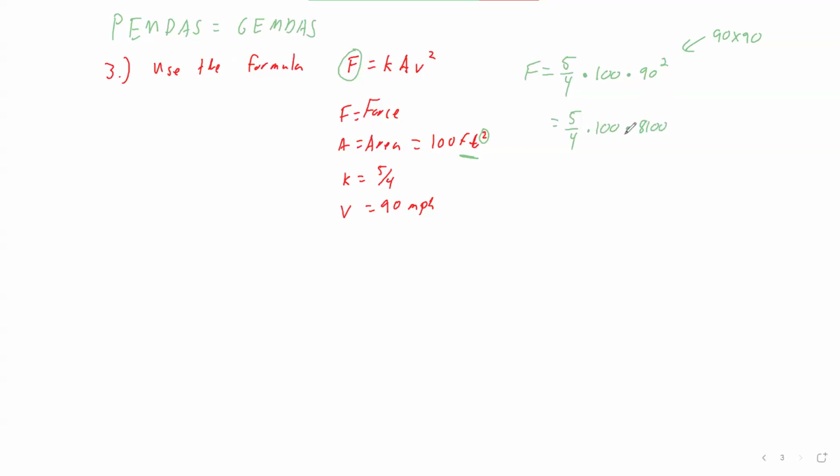But now that I've done the square, multiplication is the next thing, and I can just start wherever I want. So I'm going to start with that 5/4. It's a fraction. Gives me 1.25. Then I'll hit times. So it copies that number for me. I'll do 100 times the 8,100. And again, every time it's just copying that number for me.